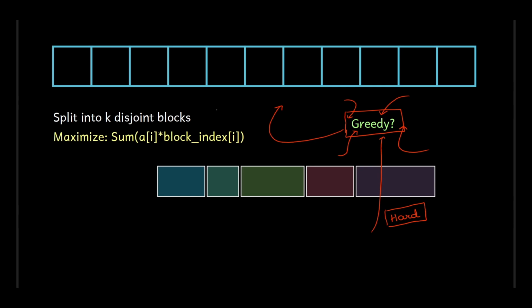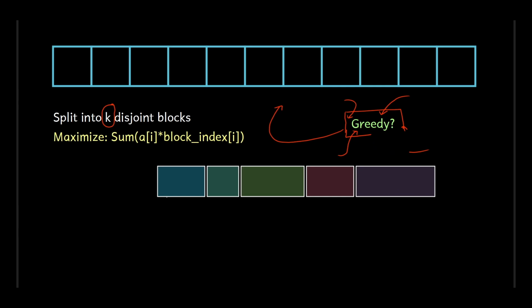No matter what you try, you will see that it becomes very difficult to prove why greedy works or what exactly is the greedy strategy. So let us start with the problem description. It says that you are given an array containing some integers and you are also given an integer k. So k means you have to split this array into k disjoint blocks.